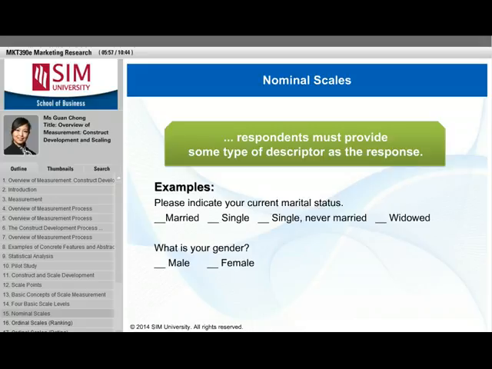A nominal scale is a type of scale in which the questions require respondents to provide only some type of descriptor as the raw responses. Here are some examples of nominal scales, including marital status and gender.